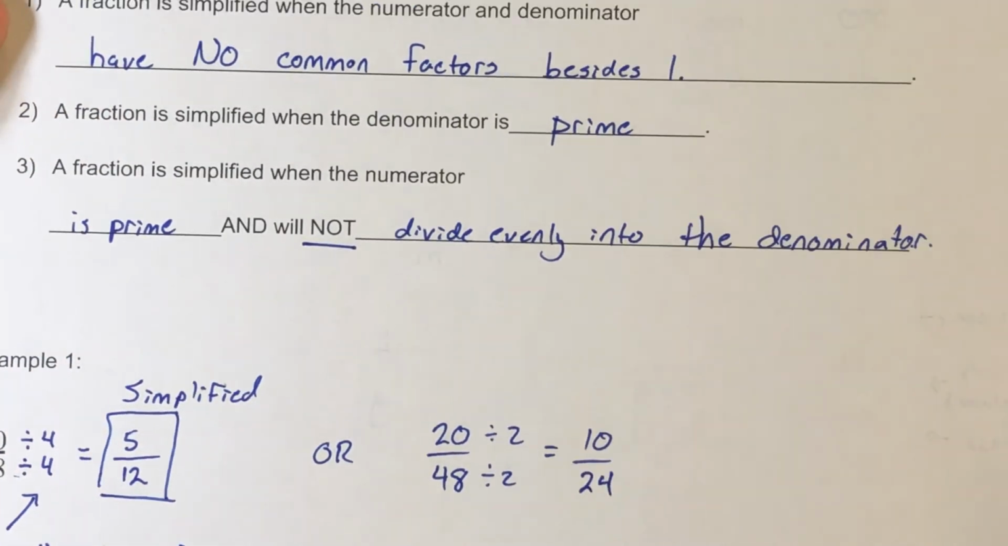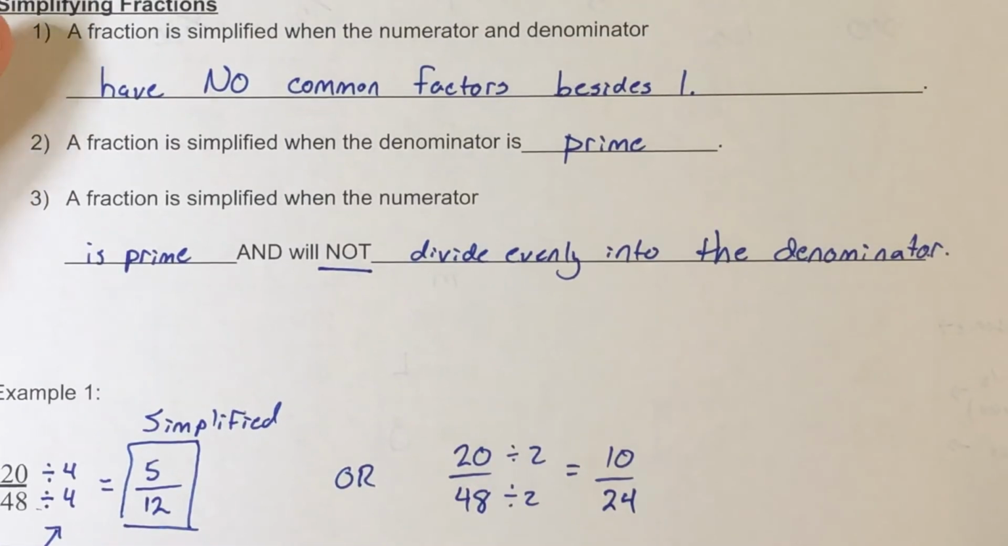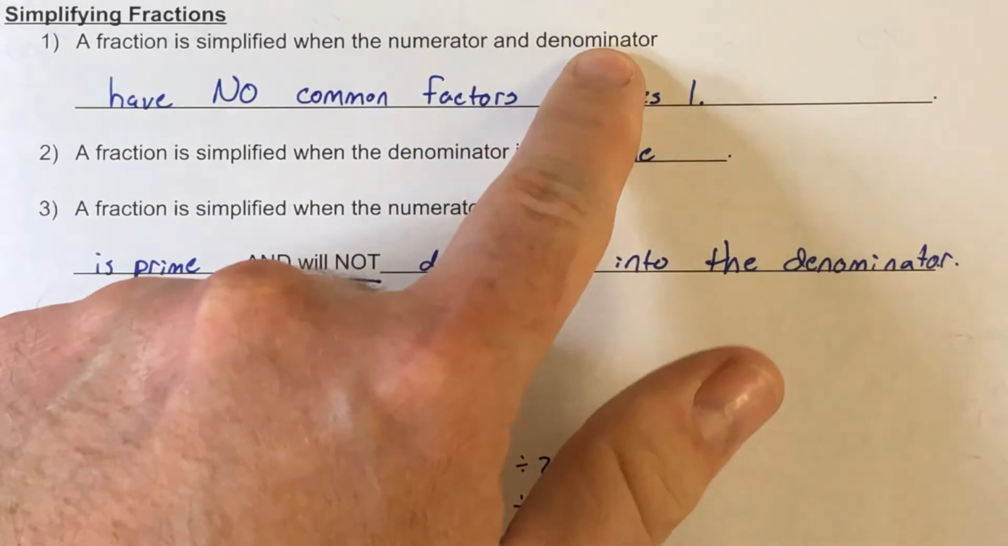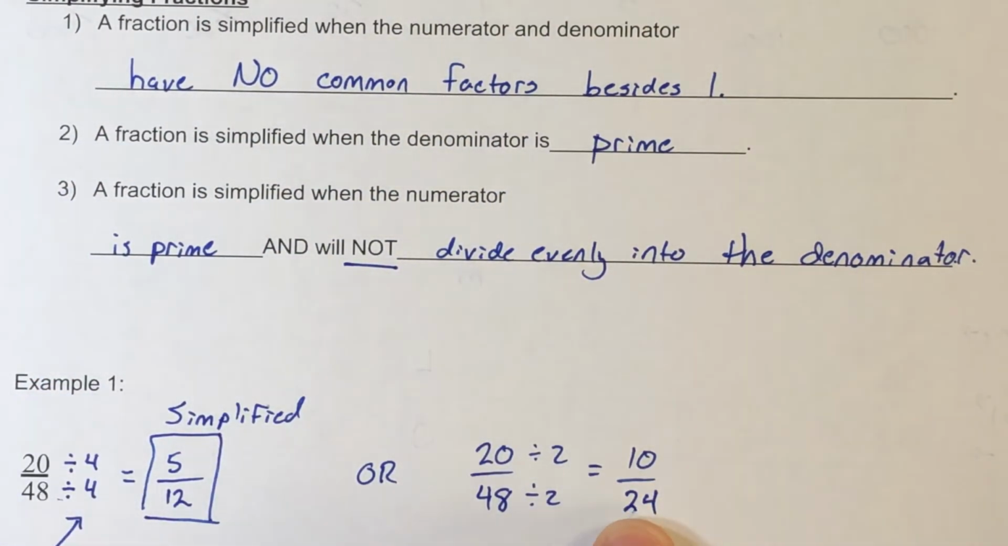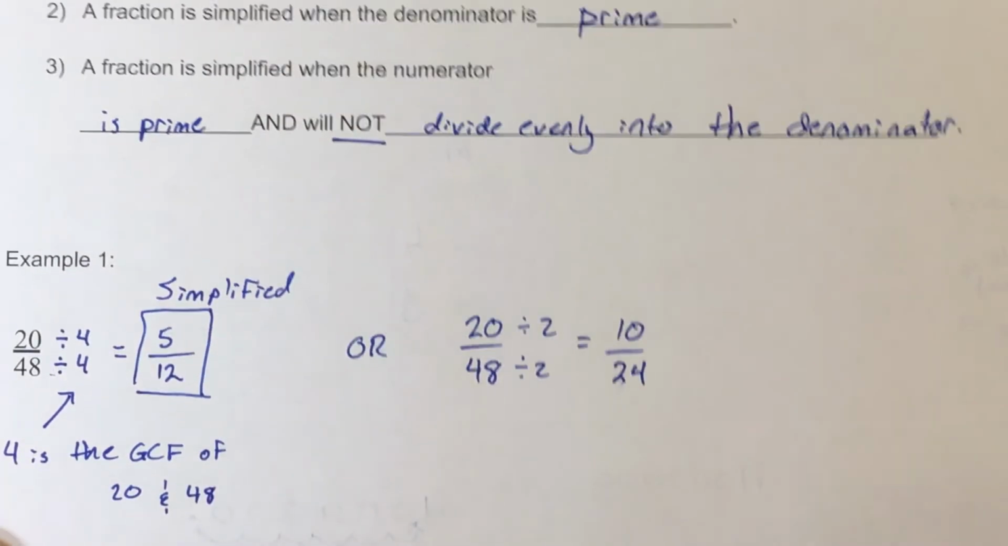Well, let's look at our rules. A fraction is simplified if the numerator and denominator have no common factors besides 1. So, do 10 and 24 have any common factors? Yes, they do. They're both even. We know 2 will go into both of those. So that means that this answer is not simplified. Just because you divided numerator and denominator by something doesn't mean that this is going to be your answer. So you just got to suck it up and keep on going.